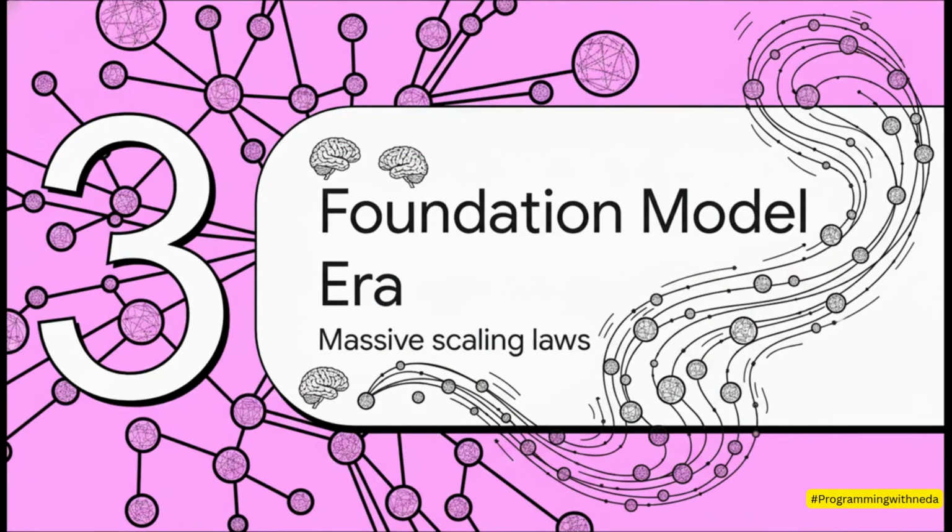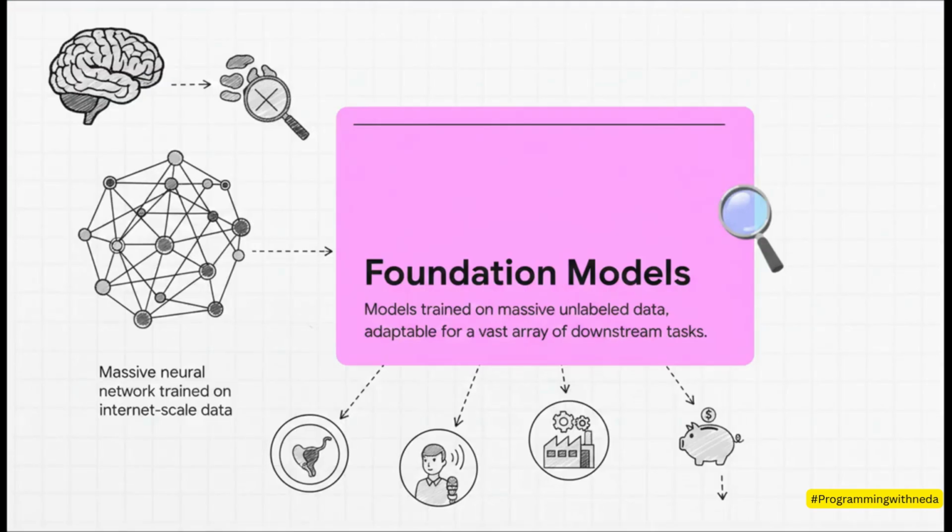Section 3. The foundation model era. Massive scaling laws. Now, this shift towards neural networks eventually unlocked those massive scaling laws, bringing us to the absolute most critical architecture of your future careers. The key takeaway here is understanding what makes a foundation model so different. Historically, if you wanted an AI to, say, recognize a tumor, you trained a highly specific, computationally expensive model entirely from scratch on meticulously labeled medical data.